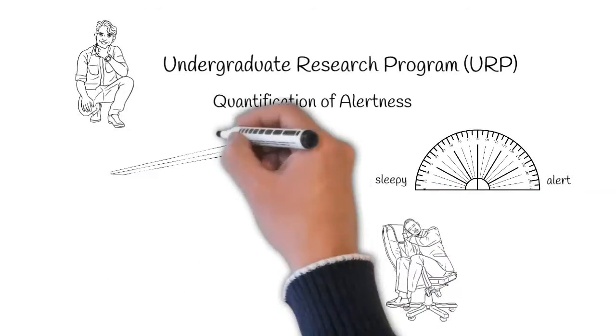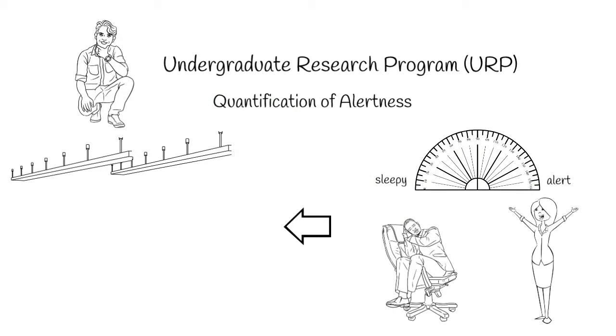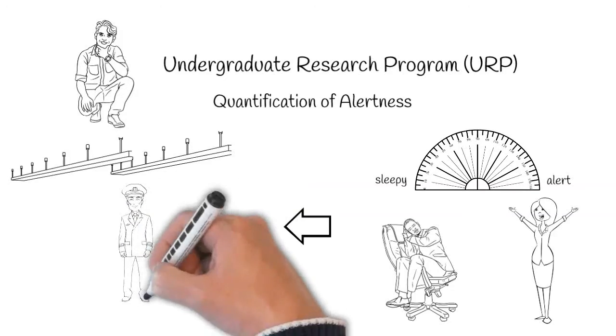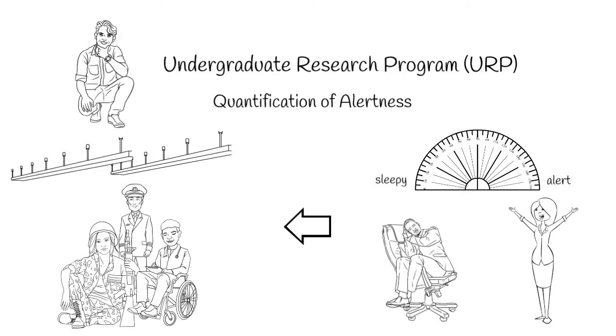Quantifying alertness is a stepping stone to develop lighting schemes that will help workers maintain their alertness. For instance, drivers, soldiers, and medical personnel, whose lack of alertness can lead to life-threatening events.